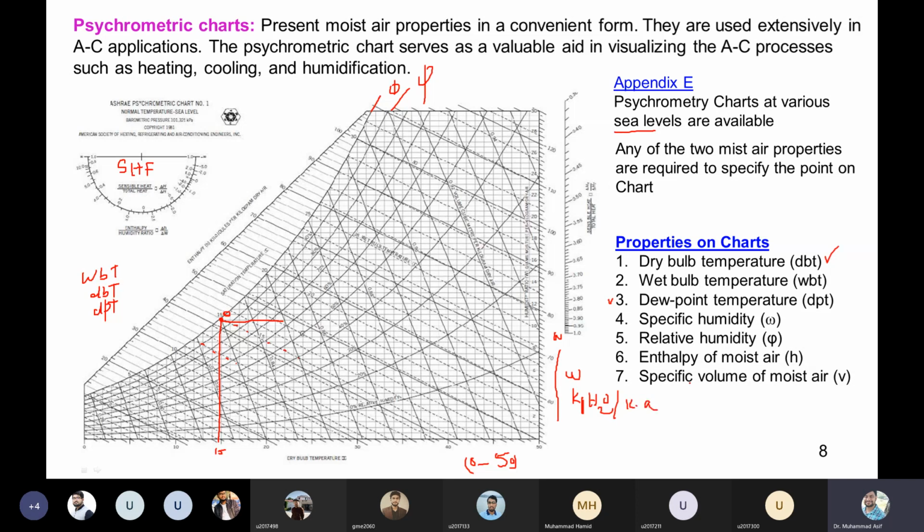Similarly, we have the specific volume of the moist air. These lines are the specific volume of the moist air per kg of the dry air. Again, the unit is very important. This is the specific volume of the moist air per kg of the dry air.